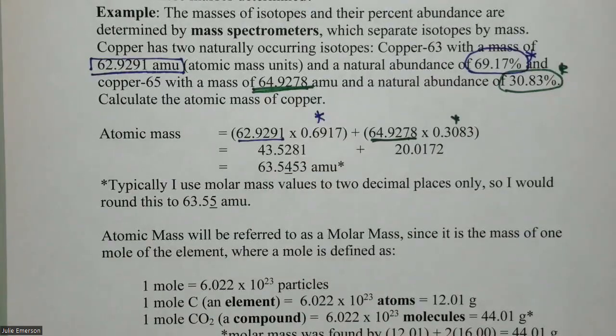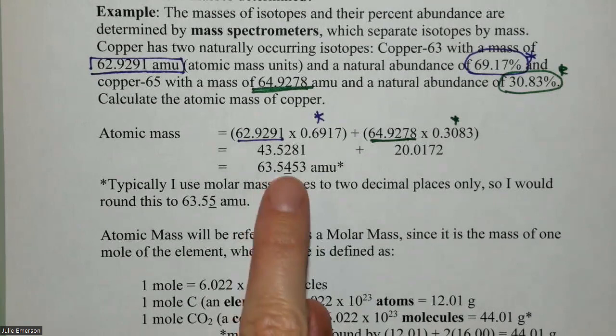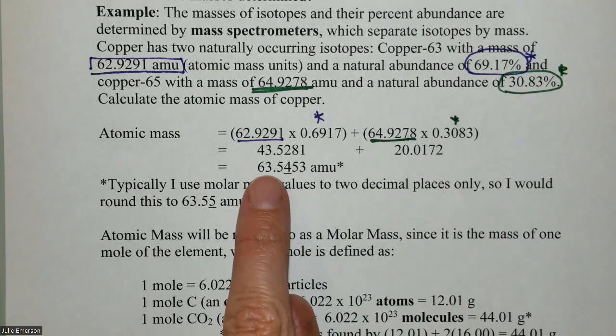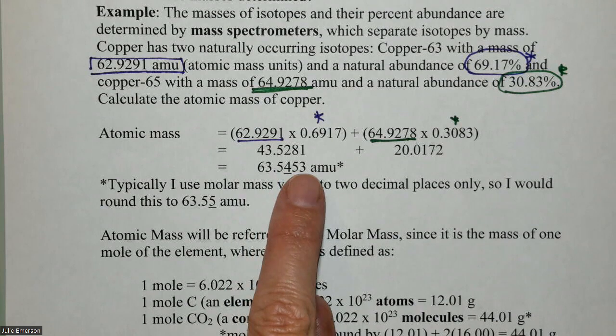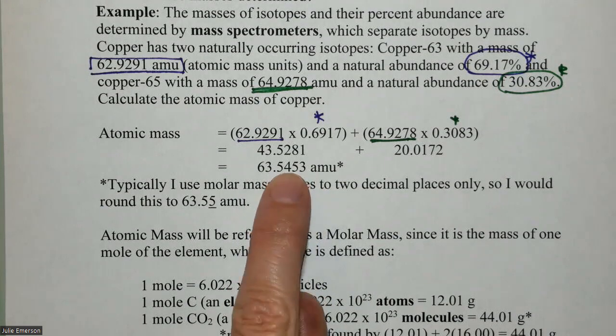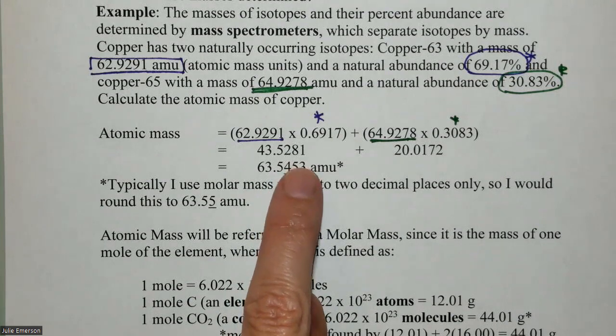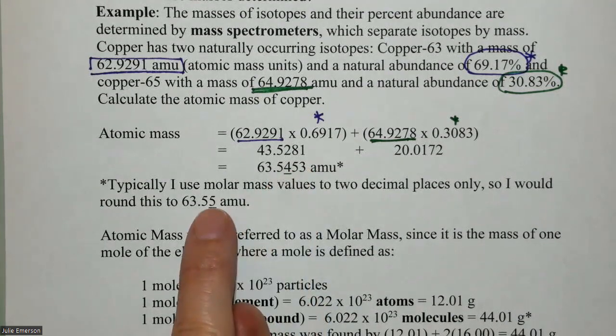Now, when I start doing mass, mole, molecule calculations, and I use those atomic masses from the periodic table, I typically round to 2 decimal places. So you can take 63.5453 to do your calculations, but I just feel like it's more than what we really need. So I go to the second decimal place and round appropriately. So 63.545, since I'm cutting off the 5, that 4 would round up to a 5.